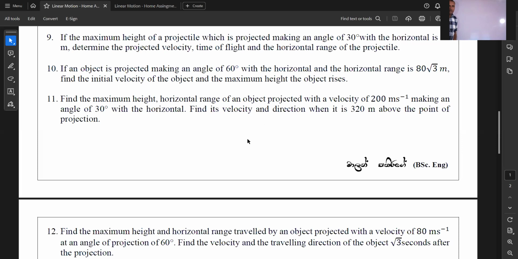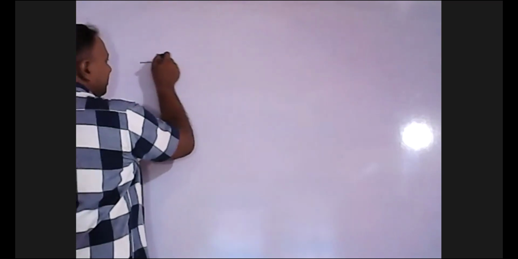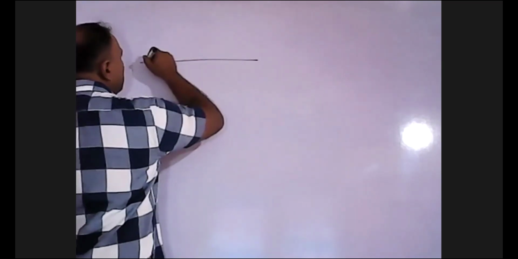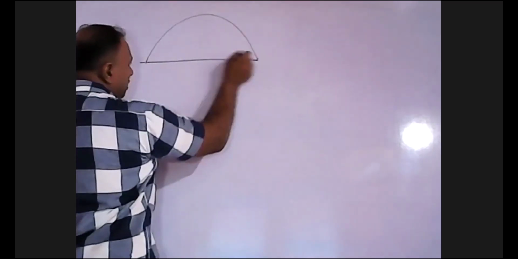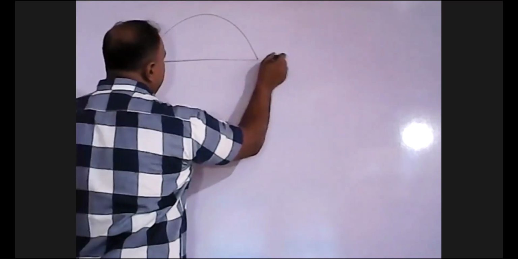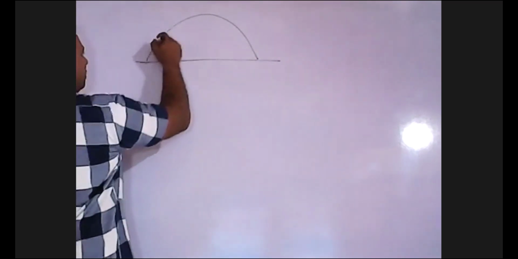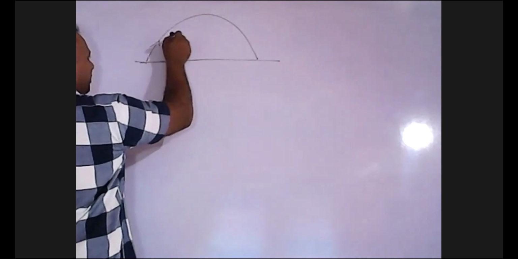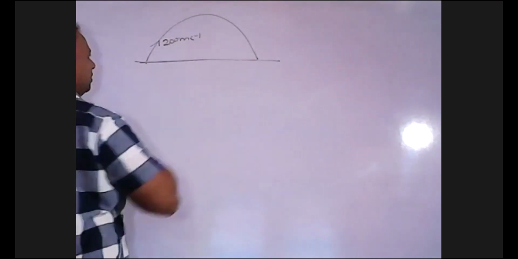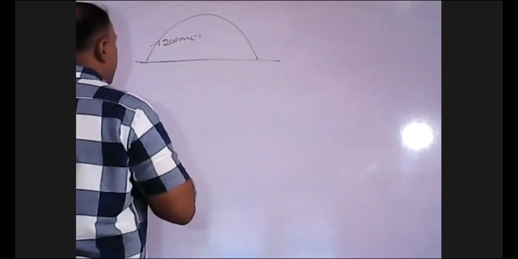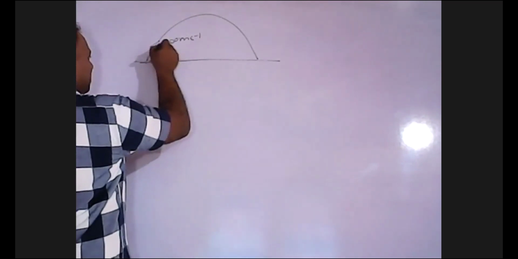Okay. Find the maximum height and the horizontal range of an object projected with a velocity of 200 meters per second. Now, the object is projected at a velocity of 200 m s^-1 and the angle is 30 degrees.